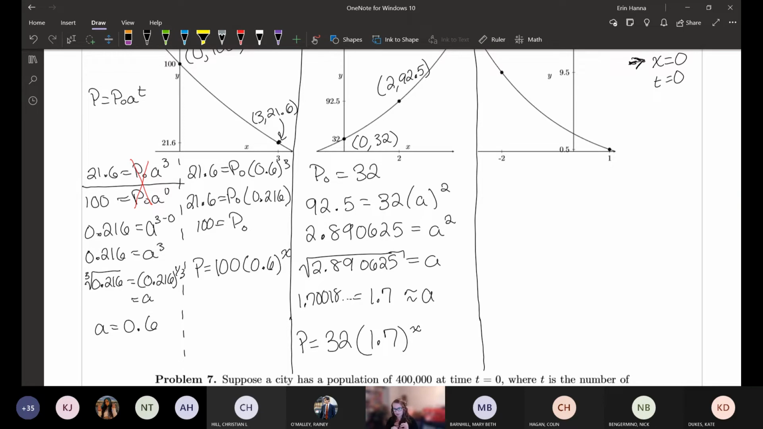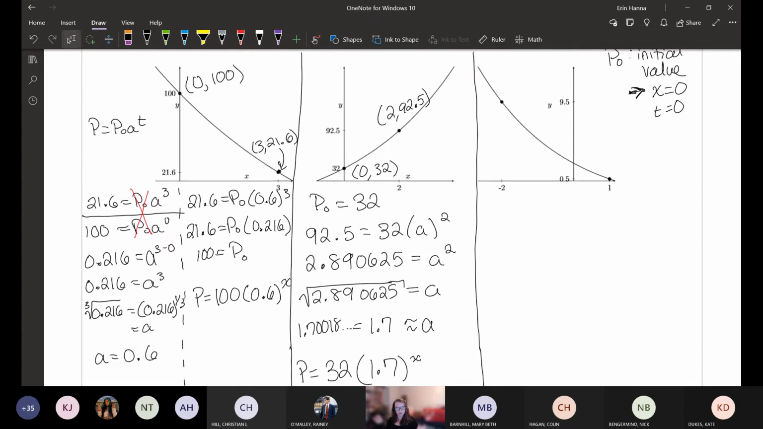I'm not seeing any questions. So this last one, I know the first one I forced us to do the full way, but this last one we have to do the full way because we don't know what P naught is, since I don't know that coordinate. The coordinates we're given are -2, 9.5, and 1, 0.5. So this one we have to do the long way.